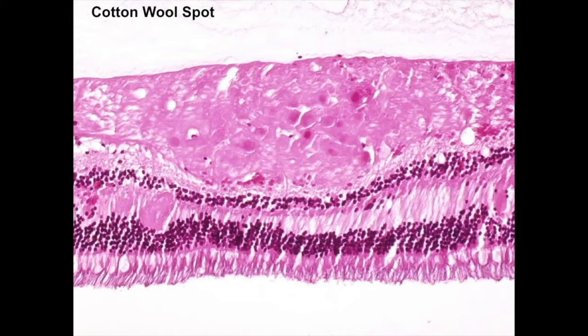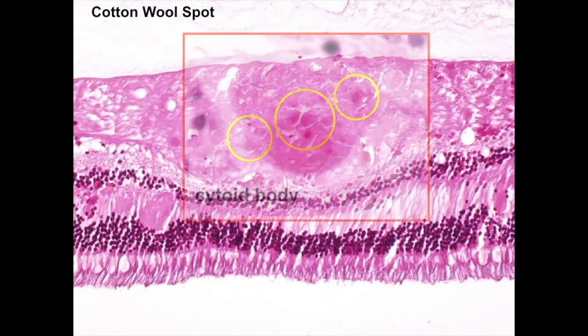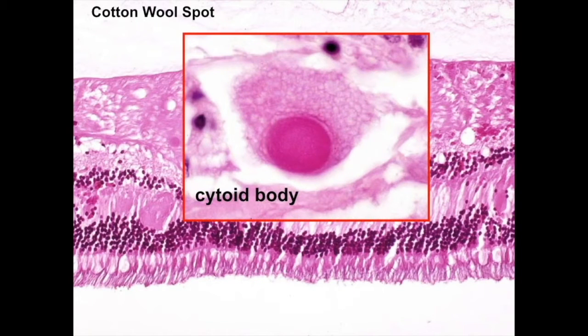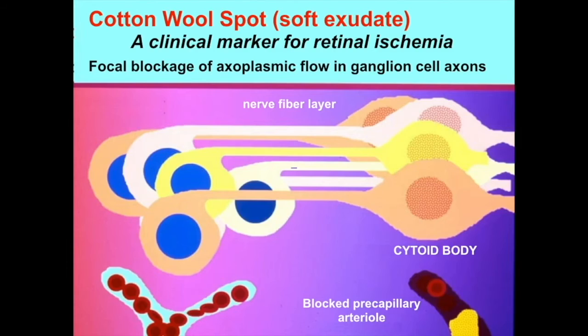Here's histopathology showing thickening of the nerve fiber layer in the case of cotton wool spots. Structures here are cytoid bodies under higher magnification. They look like cells, but they're actually focal areas of axonal dilatation. Blocked subcellular organelles give rise to this pseudo-nucleus in the cytoid body.